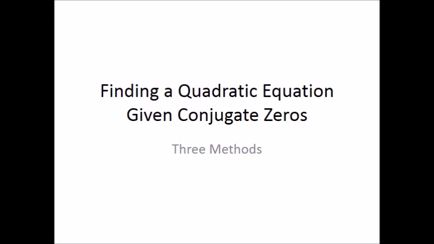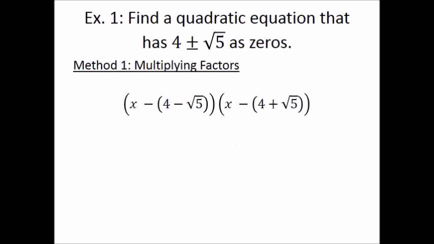In this lesson, I'll show you 3 different methods for finding a quadratic equation that has the given conjugate zeros. In my first example, I'll multiply factors to find a quadratic equation that has 4 plus the square root of 5 and 4 minus the square root of 5 as zeros.